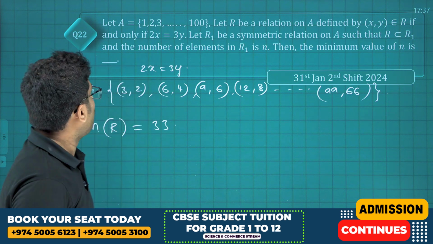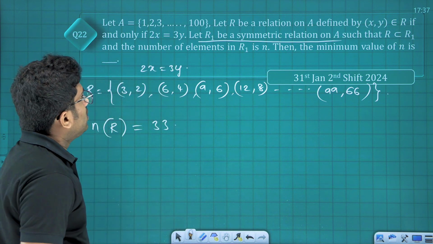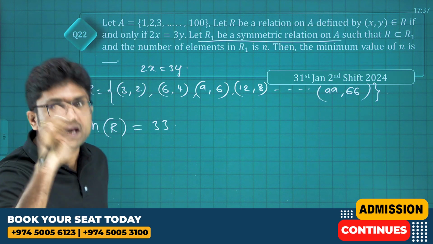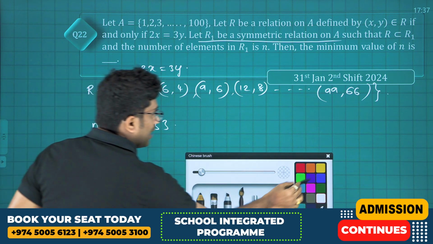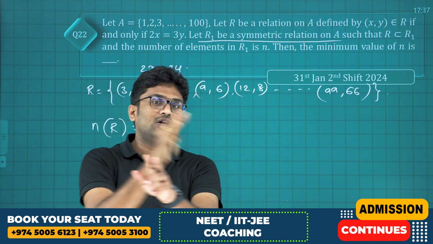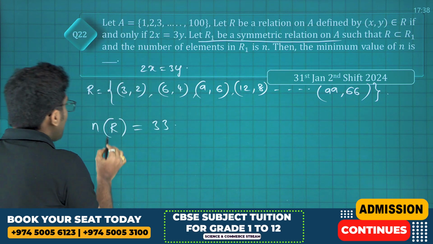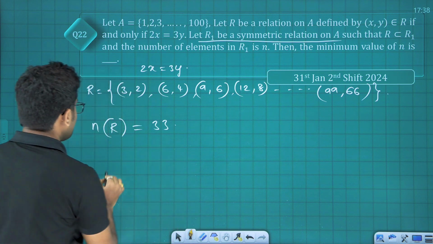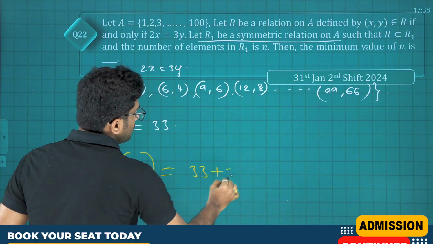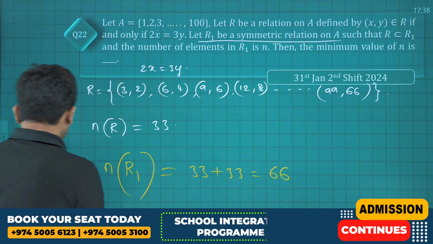Okay. Now what this question is saying: let R1 be a symmetric relation such that R is a subset of R1, and the number of elements in R1 is n, then find the minimum value of n. So to make it symmetric, friends, we have to add 2 comma 3, 4 comma 6, 6 comma 9. For each ordered pair we have to add one corresponding element, correct? So the number of elements in R1 to make it symmetric is 33 plus 33, which equals 66. Answer is 66. Okay. Next question.